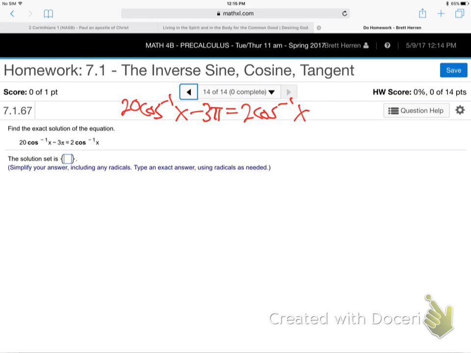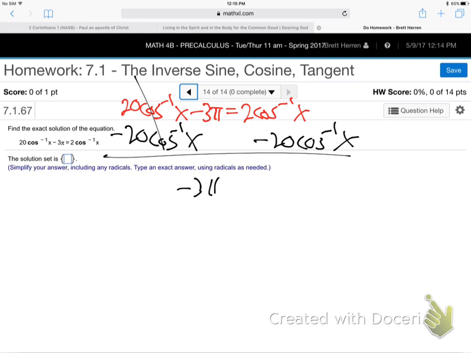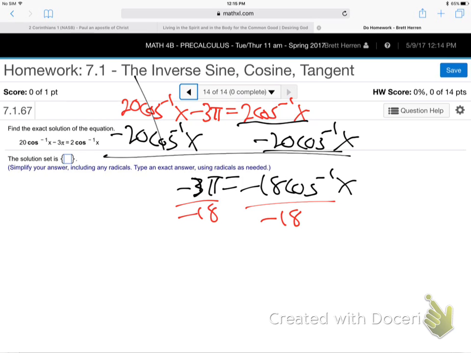You know what I mean? Let me jump in. So subtract 20 cosine inverse of x from both sides, and the 20 cosine inverse on the left was gone. So 2 cosine inverse minus 20 is minus 18. Right? Just like terms there, you know. 2 cosine inverse minus 20 cosine inverse is minus 18 cosine inverse. Good. And now, divide by the minus 18. Boom.